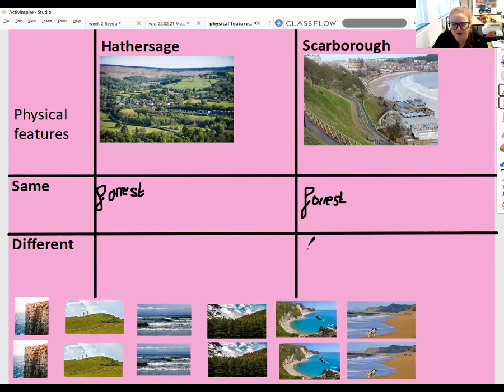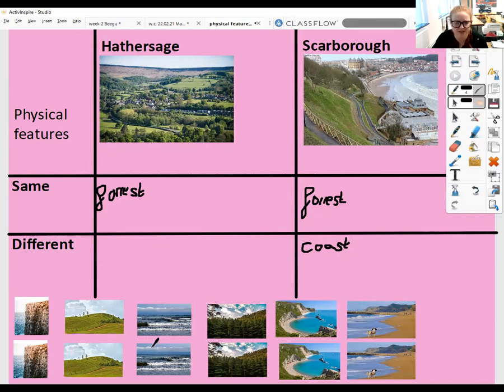But different, so what different did they have? Well, I know that Scarborough has a coast. Does Hathersage have a coast? Just have a little think. Did we ever see a sea near Hathersage? No. So Scarborough has a coast and Hathersage does not.